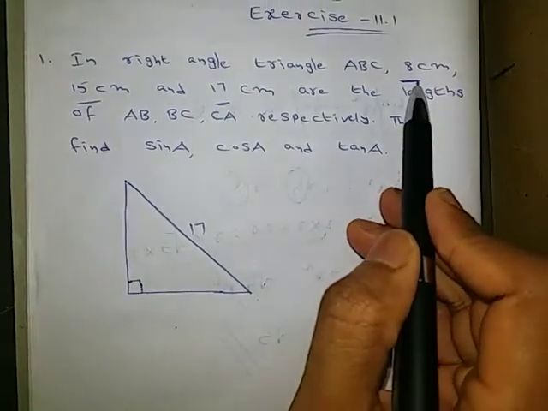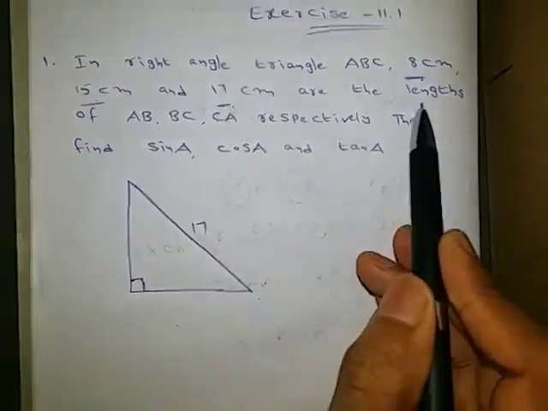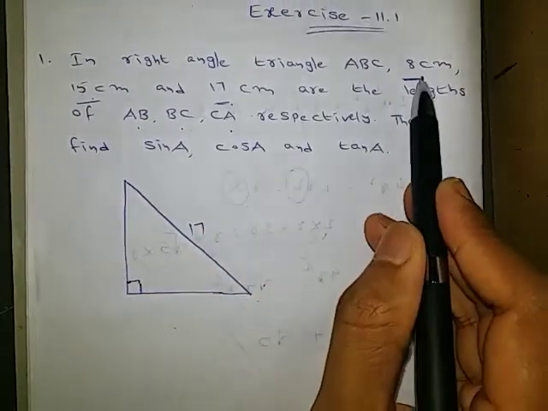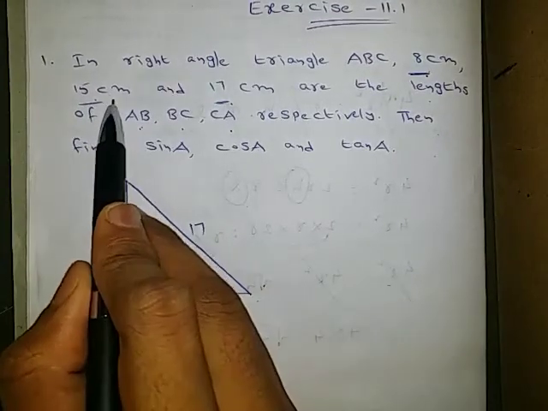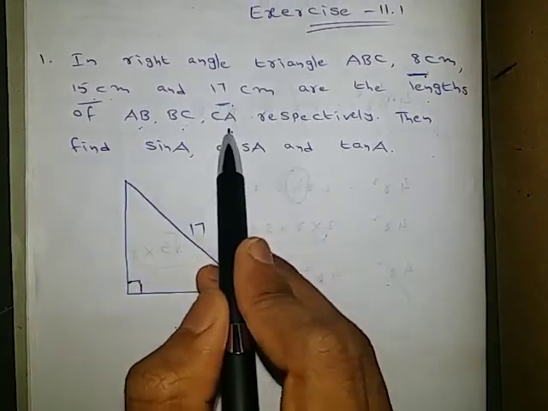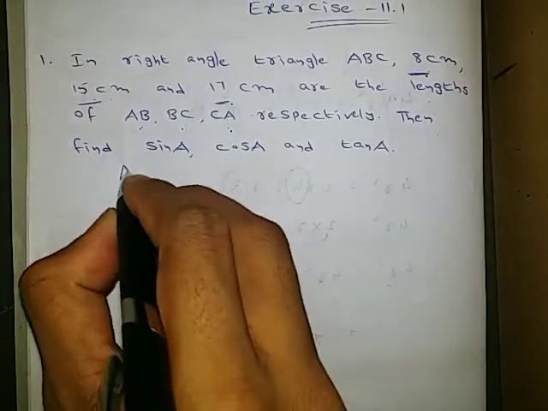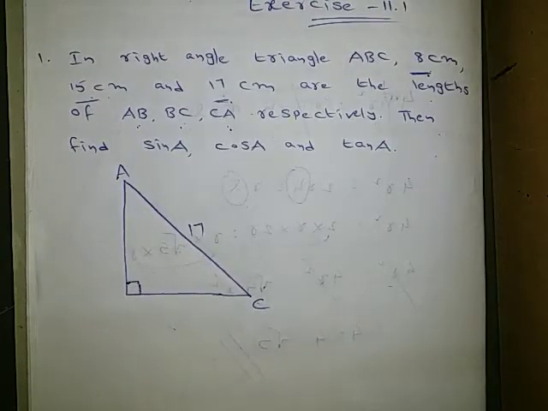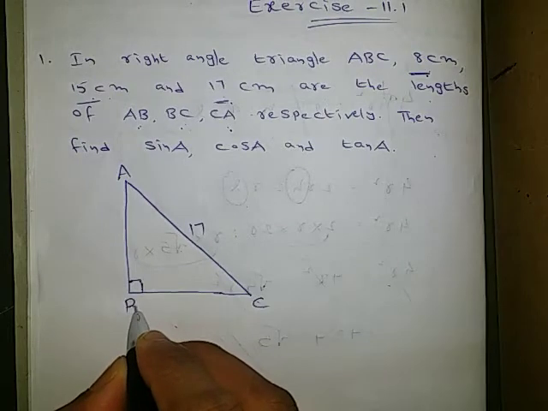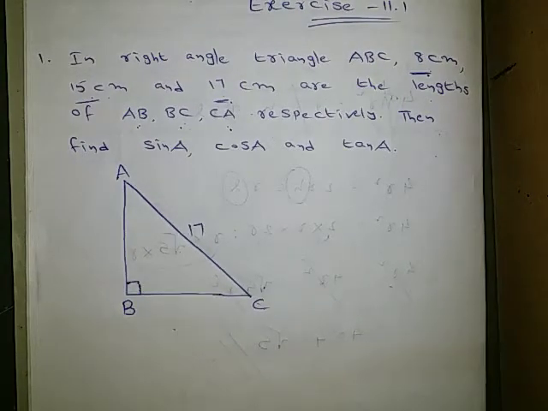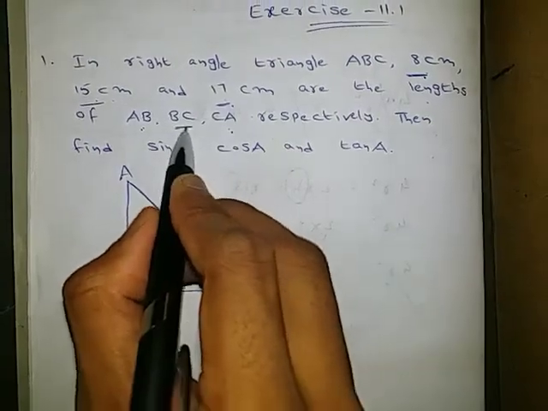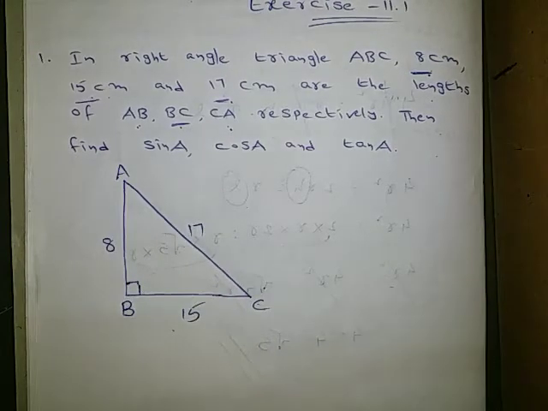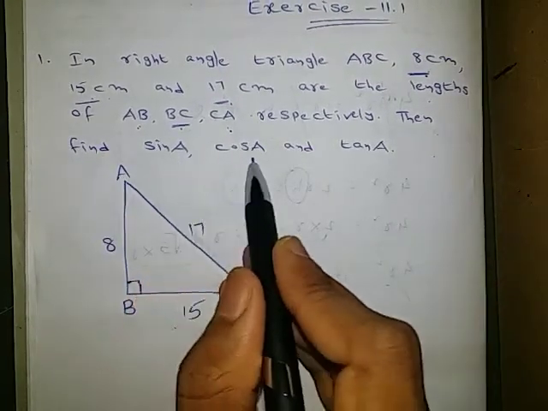Next, 8 centimeters, 15 centimeters and 17 are the lengths of AB, BC and CA. 8 centimeters is for AB, 15 is for BC and 17 is for CA. So this is 17, which means this is A, this is C. CA measurement is 17 centimeters. So with this AC completed, now the right angle is at B. Now the BC measurement, that is the second one, is 15 centimeters and the first one is obviously 8 centimeters. Then what he is asking is to find sin A, cos A, tan A.